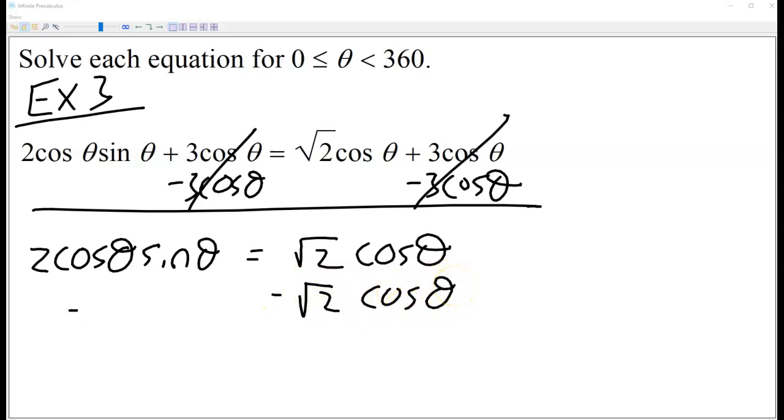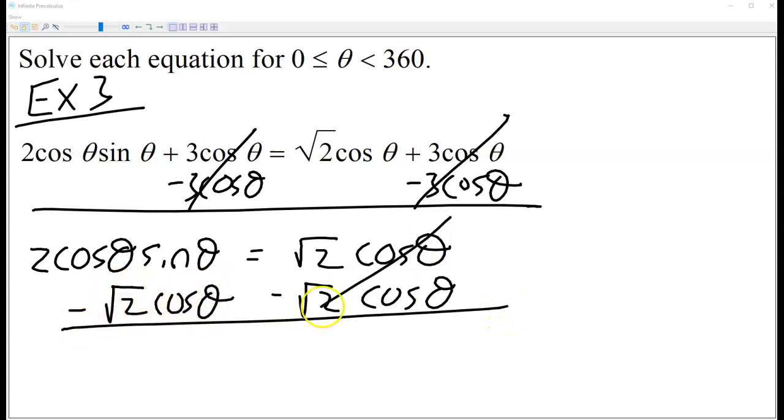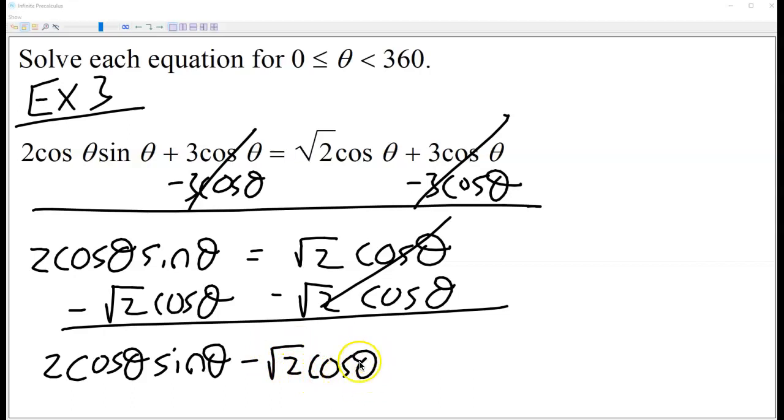And then we need to move this over as well. There's nothing I can really combine it with because the other one has a cosine and a sine, and this one only has a cosine. So we're not actually going to combine it. We're just going to put them next to each other. There. All right, so we got everything moved over to one side.